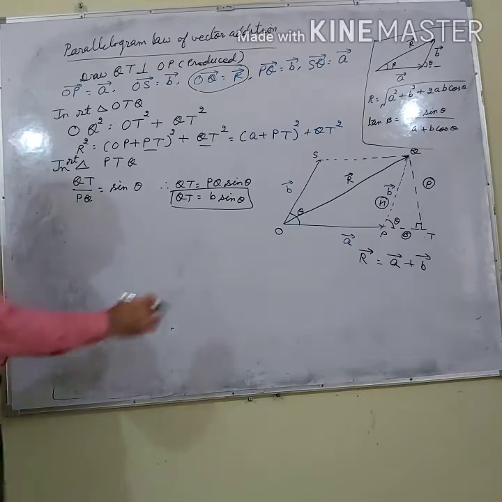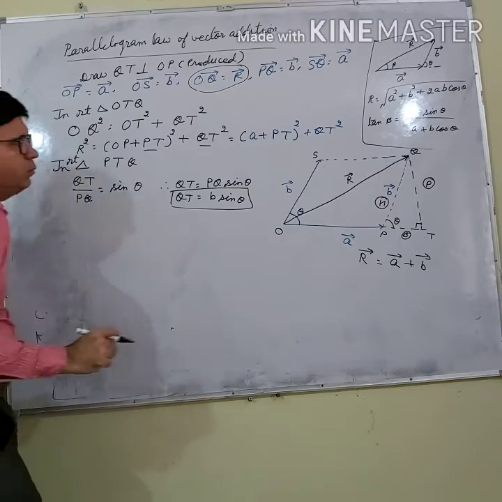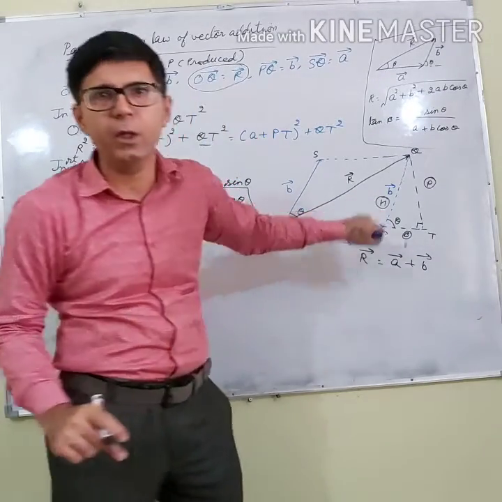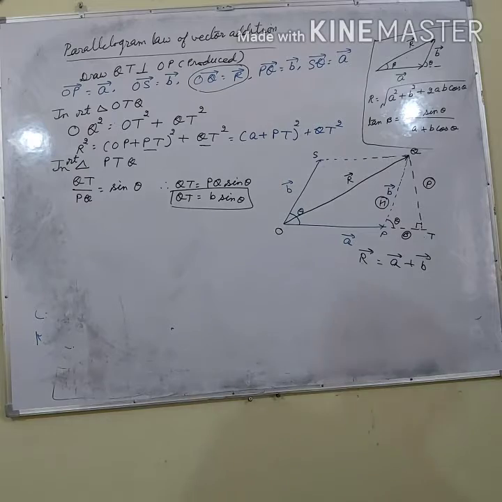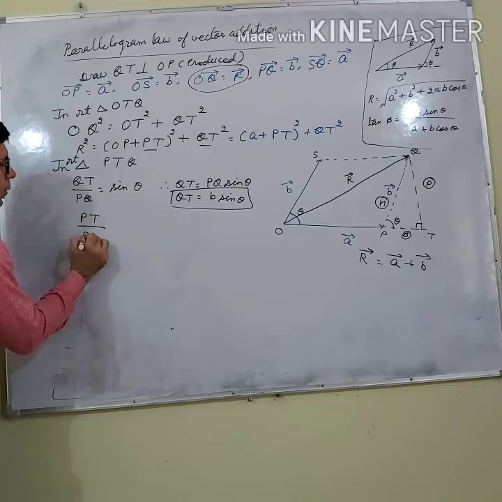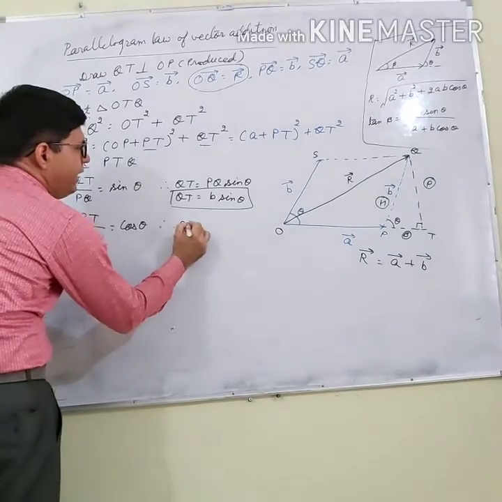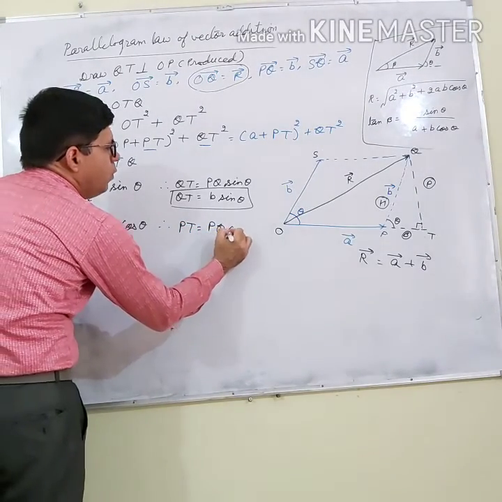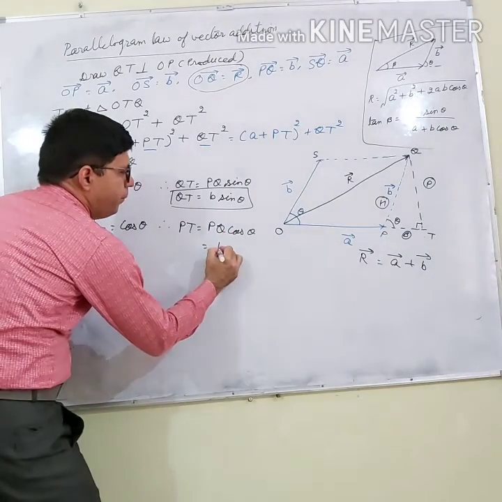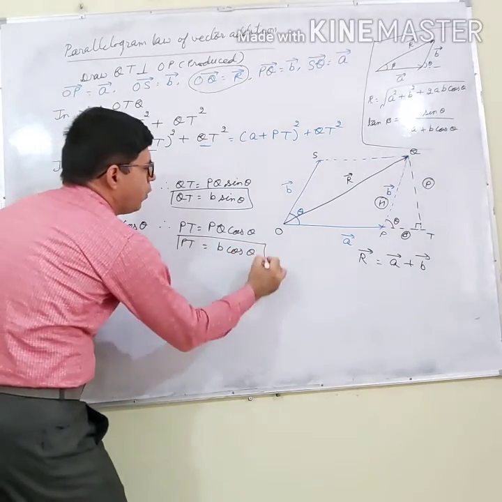Now I also have to calculate PT. Again in right triangle PTQ, PT is base and PQ is hypotenuse. Base upon hypotenuse is cos theta. So PT upon PQ equals cos theta. Therefore PT equals PQ cos theta, and PQ is B, so PT equals B cos theta.